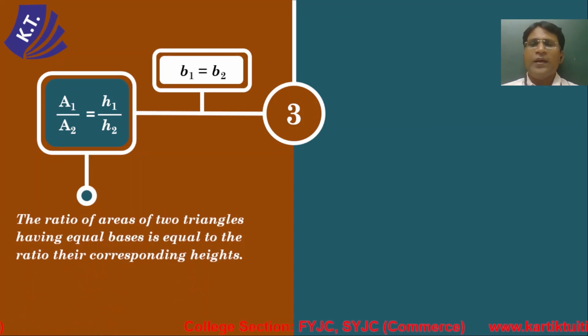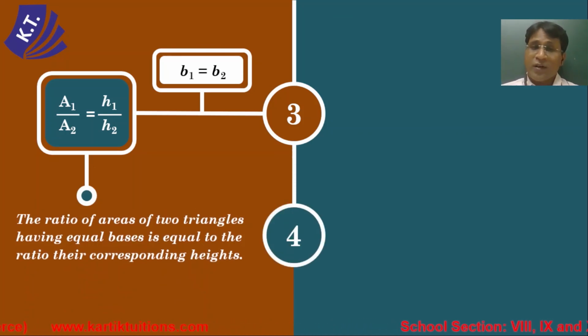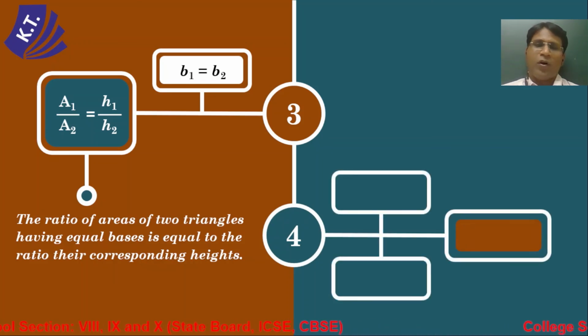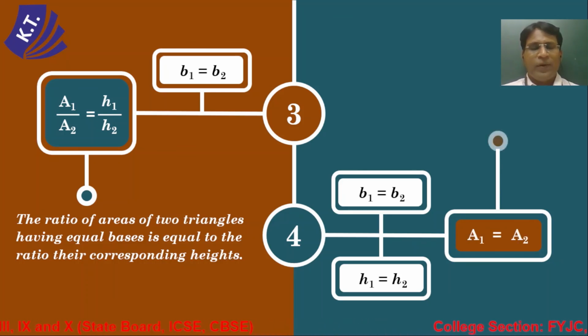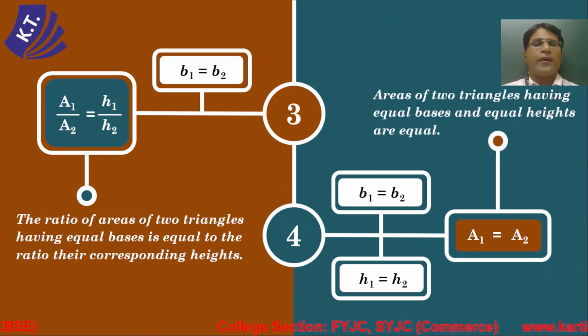And the last twist: it may happen that both triangles have equal heights and equal bases. That means B1 is equals to B2 and H1 is equals to H2. So in that case the areas will be equal. That means A1 is equals to A2. So the statement will be: the areas of two triangles having equal bases and equal heights are equal.